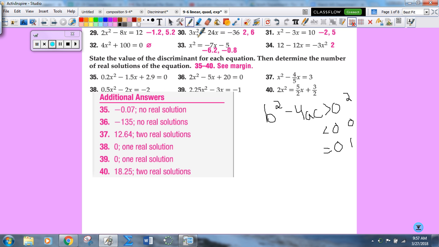If we take a look up here, we were solving these quadratics and solving them any way you like. Number 30 and 34 and 31, those were all factorable. 29 and 33, you had to either complete the square or use the quadratic formula. If you have any questions on these, please bring them to class tomorrow.